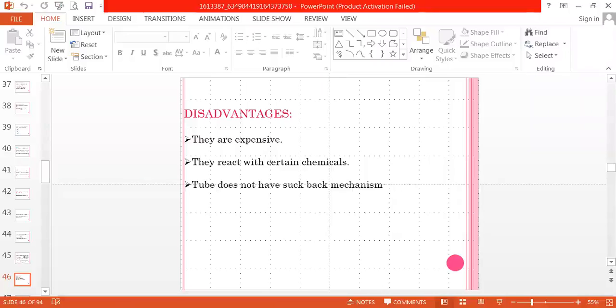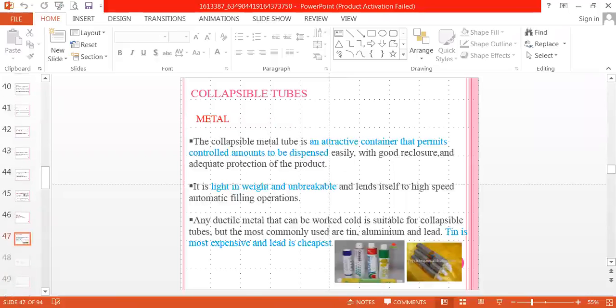Then the plastic tubes. Suppose we are using plastic tubes for cream purposes, so immediately we can suck back if the extra dose comes out. But in the case of metallic tubes, there is no flexibility like plastics, so no suck back mechanism is possible. Then collapsible tubes.